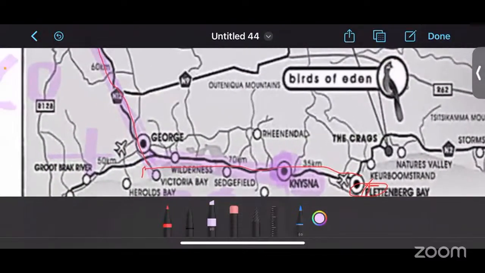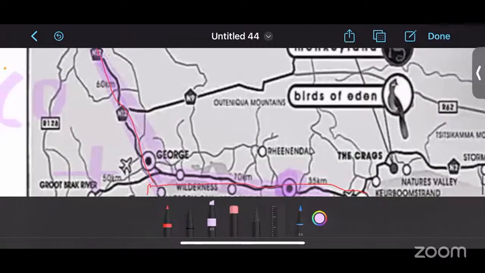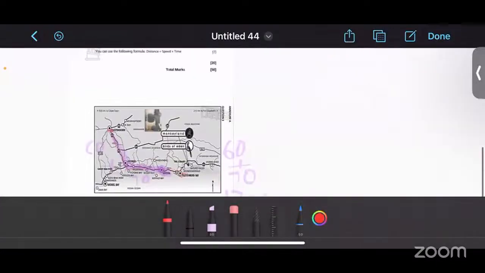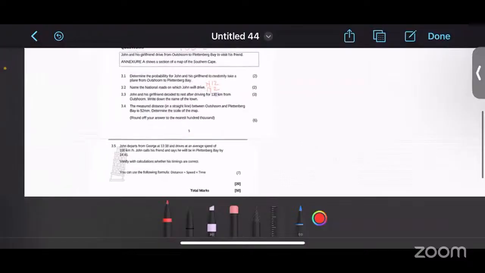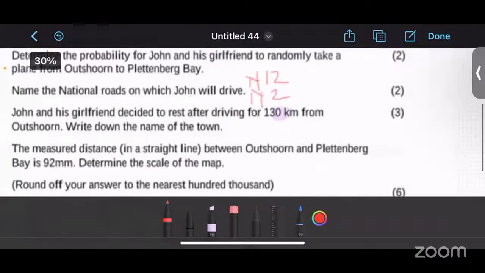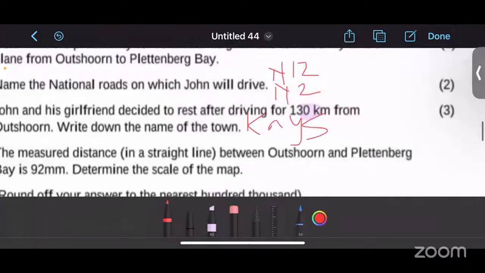If they stop here, the name of the town is going to be Knysna. So that means they would have traveled 60 kilometers going there, and then 70, and then the town will be Knysna. So the answer for this is Knysna. Are we all good? Yes, ma'am.